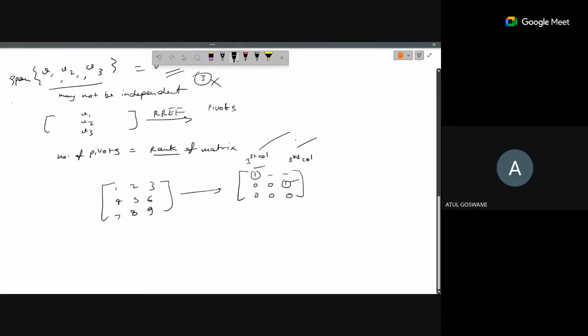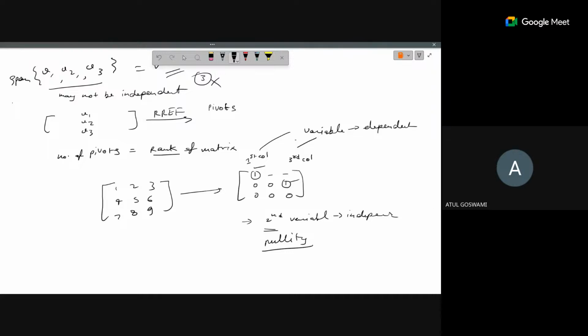So the corresponding first and third variables are dependent, and the second variable is free, or independent. This is the cardinality of the independent variables, which we call nullity. What is nullity? You'll see later, but because we have rank, the corresponding word is nullity.